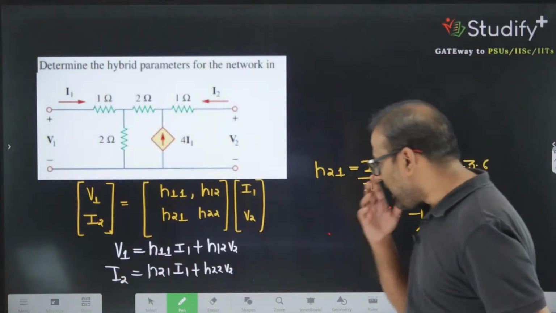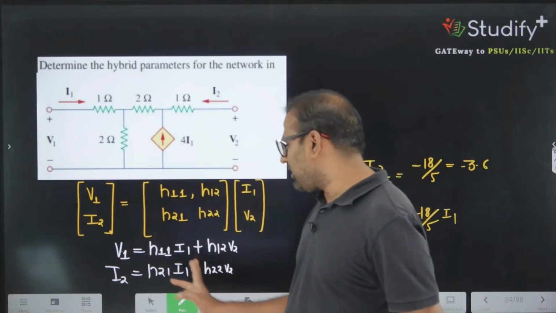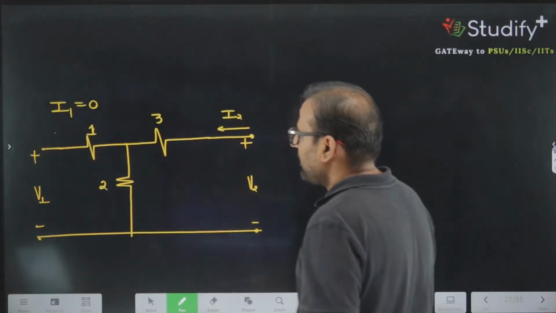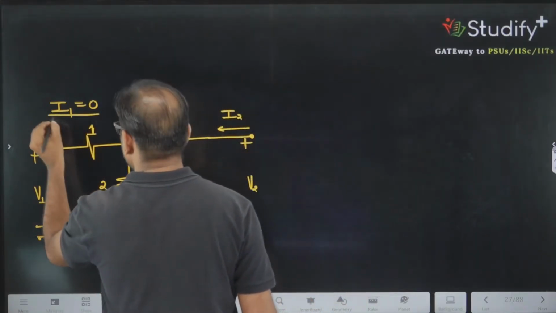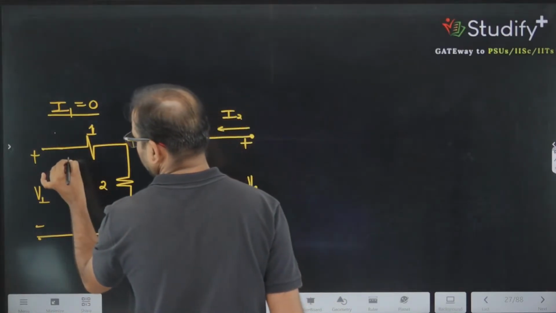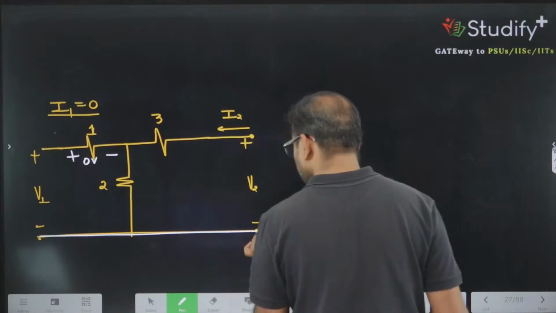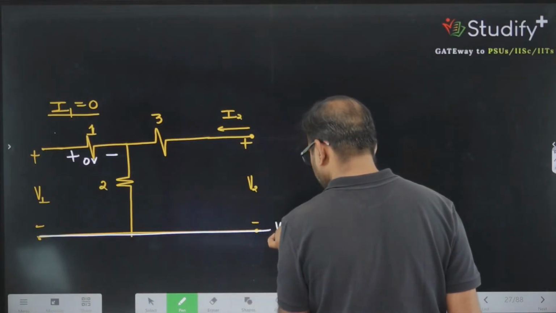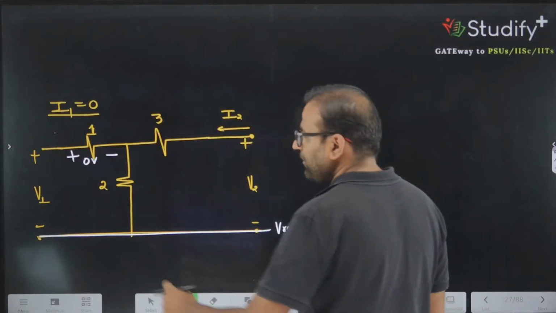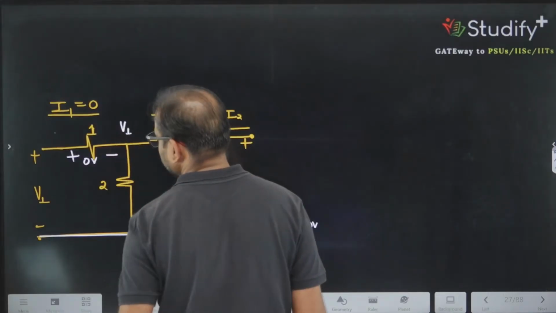If I am making I1 equal to 0, first I need the ratio of V1 and V2. Another, I need the ratio of V2 and I2. So let's get this. Can I say if I am making I1 equal to 0, there will be no potential drop across this point. The potential drop across this point will be 0. And we are taking this point as our reference point. So if this is V1 and there is no potential drop, V1 voltage will appear here.